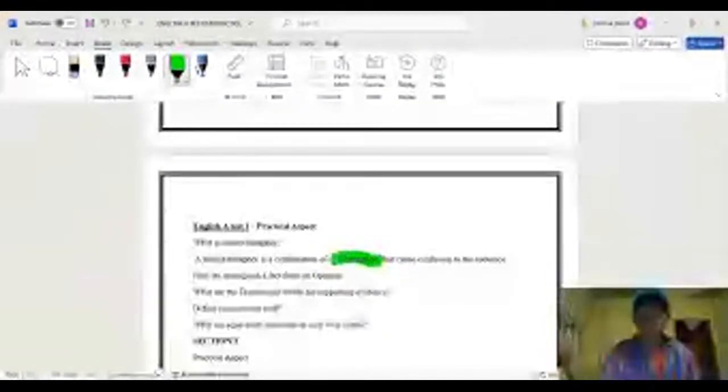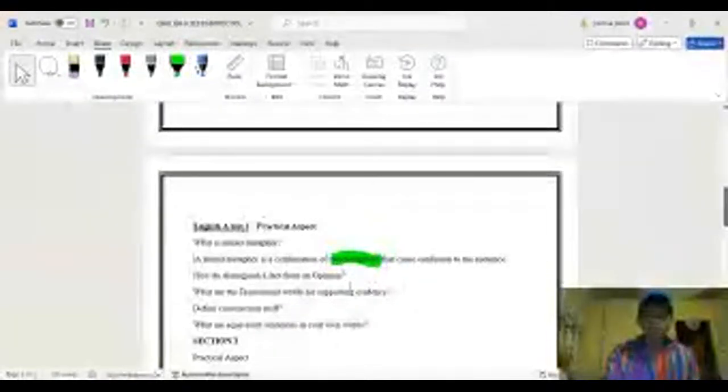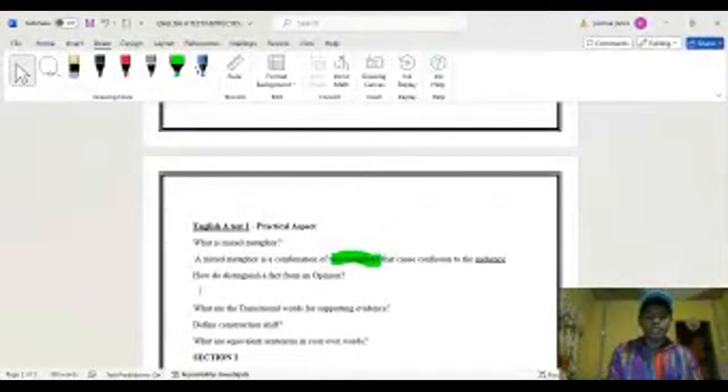Let's highlight that. How do you distinguish a fact from an opinion? This would be the first thing we did for the term, I suggest. How do you know that something is an opinion? How do you distinguish what you would consider to be a fact from an opinion? Let me write this down.